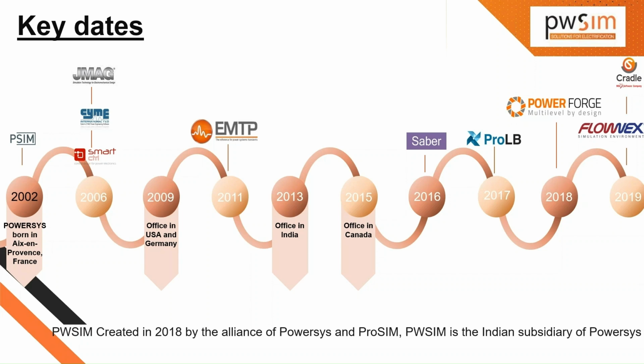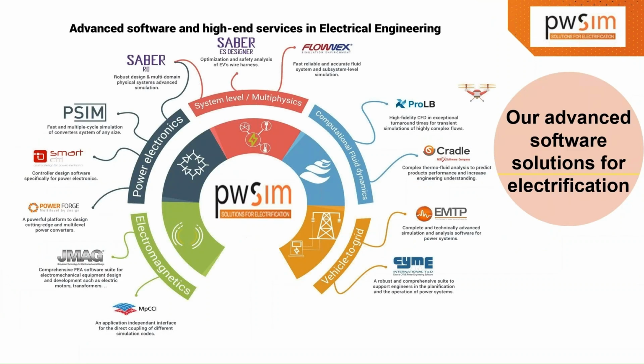In 2016, we got the rights to distribute Sabre, in 2017 we got ProLB, and in 2018 and 2019, Power4J and Flownex came into the package of PwSim. PwSim was created in 2018 by the alliance of PowerSys and ProSim. ProSim is an Indian company, so PwSim is the Indian subsidiary of PowerSys. We have all the advanced software and high-end services related to electrical engineering.